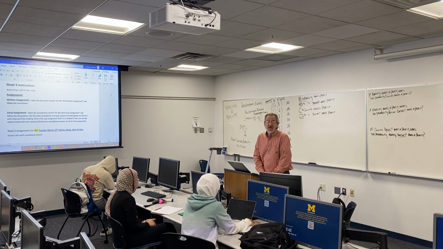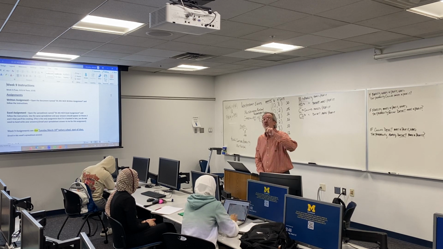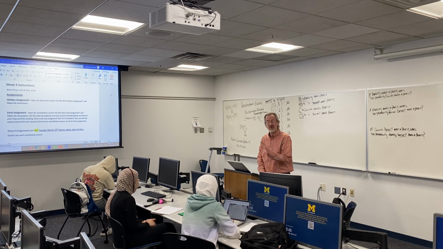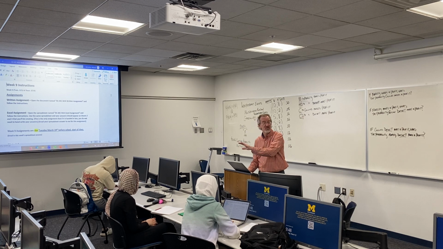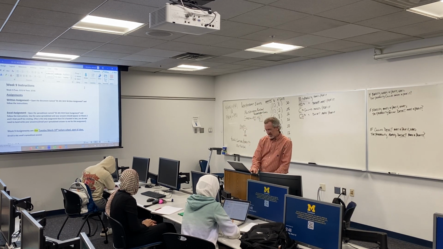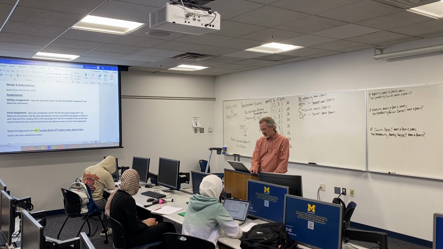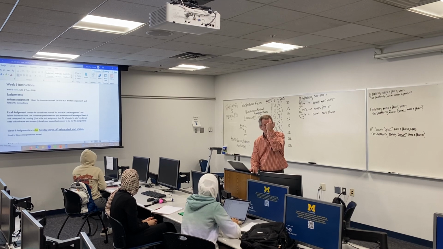The Excel assignment must be handed in as the spreadsheet for week 9. Let me repeat that. This is one of the rare situations where the spreadsheet has to be handed in as an attachment of the original spreadsheet that is posted. Don't change it. Use that one. You're going to create 2 pivot tables. That assignment says Excel assignment, open the spreadsheet named DS301 Winter 24 Excel assignment, and follow the instructions. Use the same spreadsheet, and your answers should appear on sheet 2 and 3.